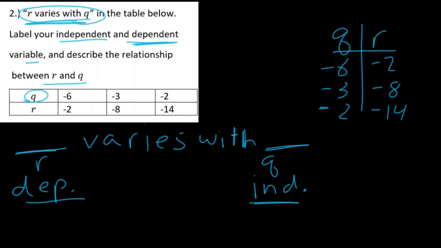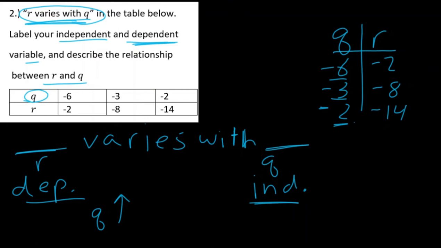So we have some questions here. Question number 1 is, how is Q behaving? Well, when you go from -6 to -3 to -2, you're getting less negative. You're approaching the positive numbers, so you are, in fact, increasing.